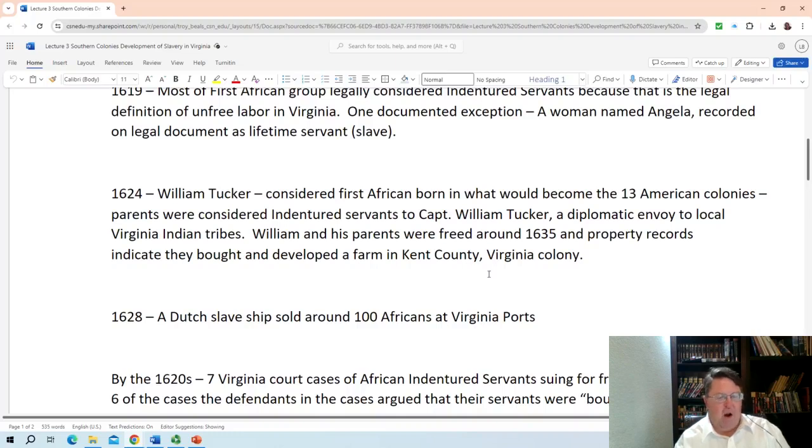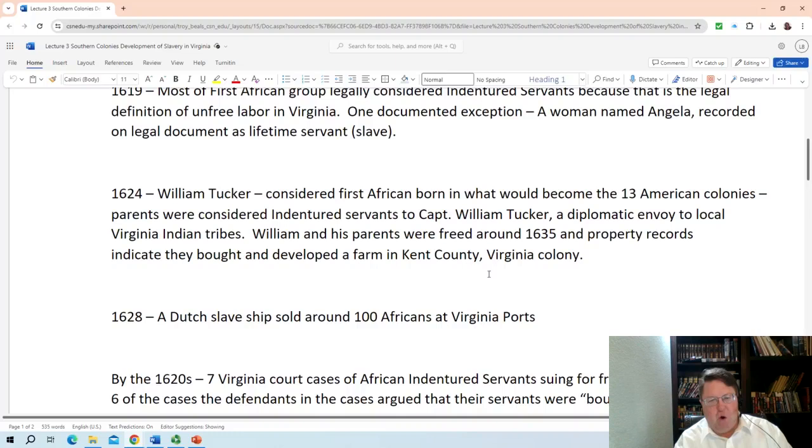William Tucker's parents were indentured servants to a man named Captain William Tucker. And so when you study the documents of the era, we see that William Tucker's parents were listed as indentured servants to Captain William Tucker. He happened to be a diplomat to native tribes in the region.